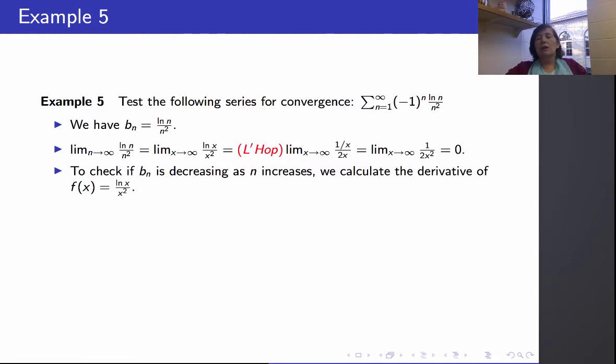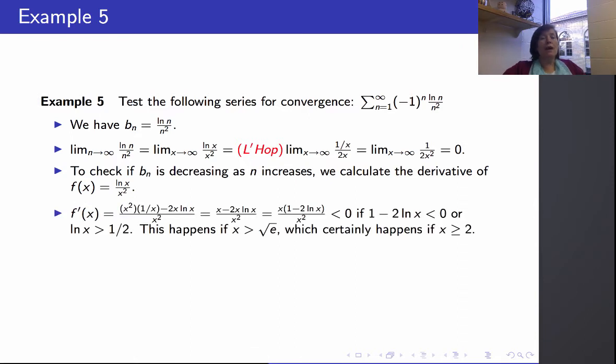Next, we need to check if b_n is decreasing as n increases. And once again, we can replace the n by x in the expression for b_n and calculate the derivative of the resulting function. So looking at f(x) = ln(x)/x², f'(x) is x times (1 minus 2 times the natural log of x) over x squared.